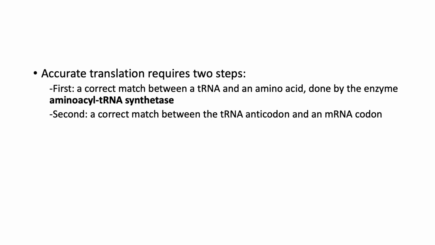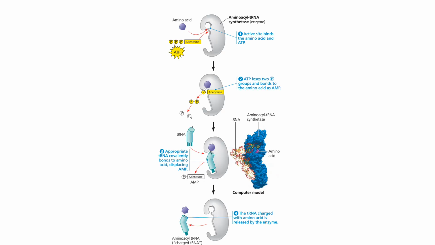Now, an accurate translation process requires two steps. First, there must be a correct match between a tRNA and an amino acid. This is done by the enzyme amino-acyl tRNA synthetase. Second, there must be a correct match between the tRNA anticodon and an mRNA codon. This figure shows the enzyme amino-acyl tRNA synthetase joining a specific amino acid to a tRNA.